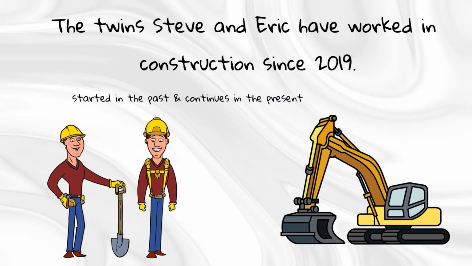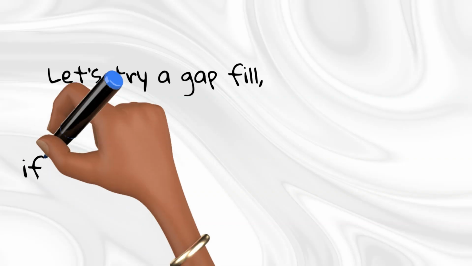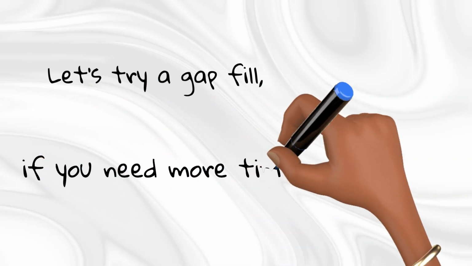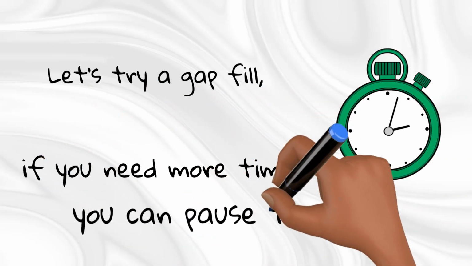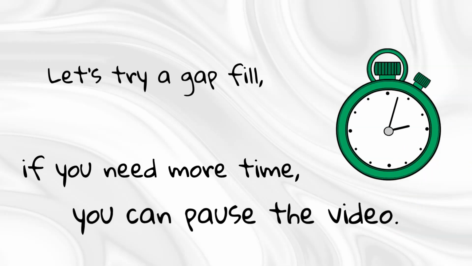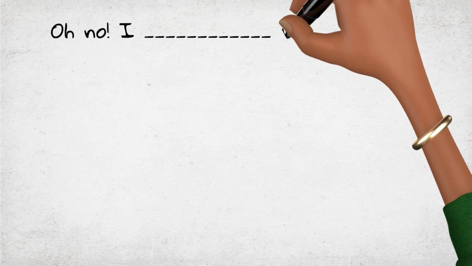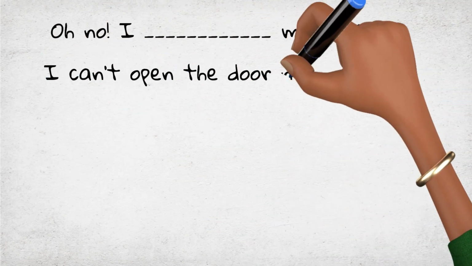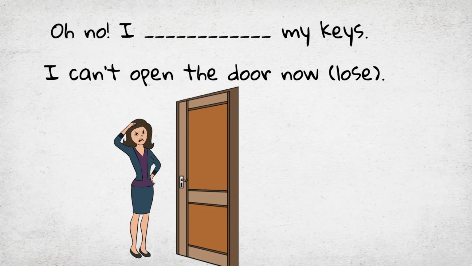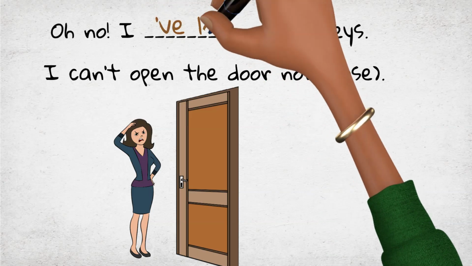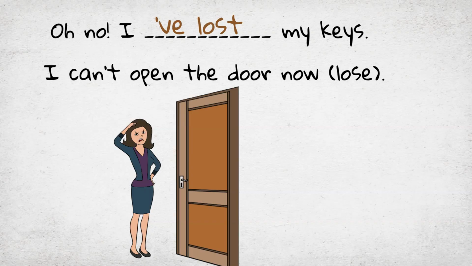That's right. Now, how about working on the past participle for the present perfect a little bit? So there's a little gap fill for you. If you need more time, you can pause the video. Oh no! My keys. I can't open the door now. With the verb lose. I've lost. Oh no, I've lost my keys. Can't open the door now.